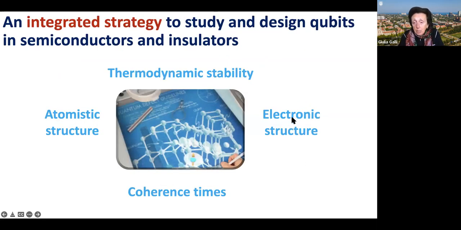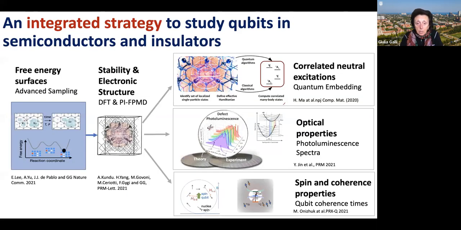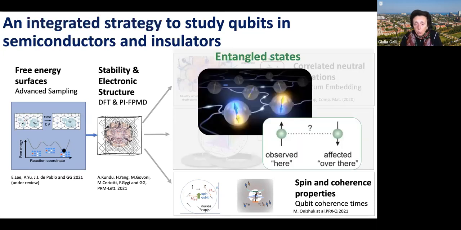And the electronic structure that I told you about is just one part of all the integrated strategy that we are trying to put together to study these qubits. So here you see a summary of our strategy. I told you about the quantum embedding for the correlated excitation that led us to try and use quantum computers. The quantum embedding comes from solving all the properties with DFT and even advanced sampling on defects. And then the other thing that we need to know how to do is to understand coherence times.